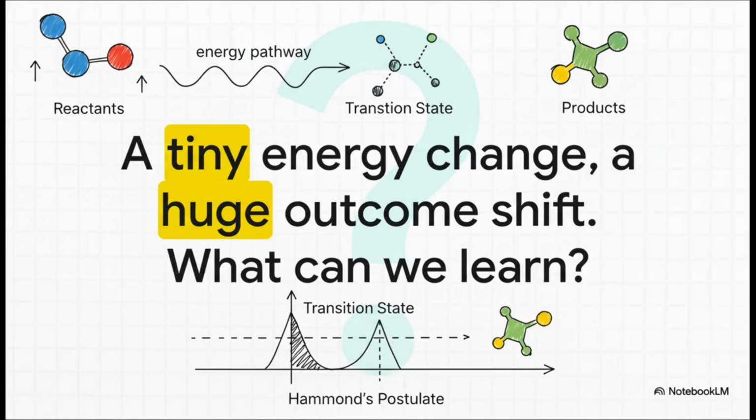Hammond's postulate isn't just a rule for chemists. It's a really profound principle. Tiny, almost invisible differences in stability at the start of a process can end up dictating the entire path and have a massive impact on the final outcome. It really makes you wonder, doesn't it? What other complex systems in our world might be following this same simple, powerful rule?